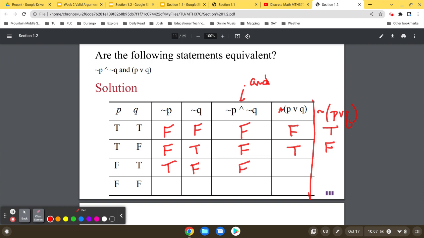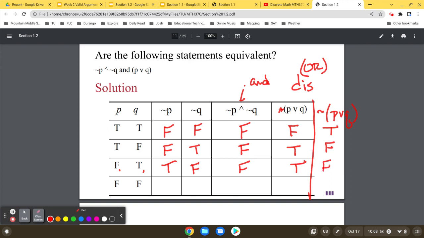On the next one, it's our disjunction. Remember, that one is called a disjunction. So that's an or statement. If we're looking back at the original, we have a false or a true. So that's going to be true. But then we negate that true and we get a false.